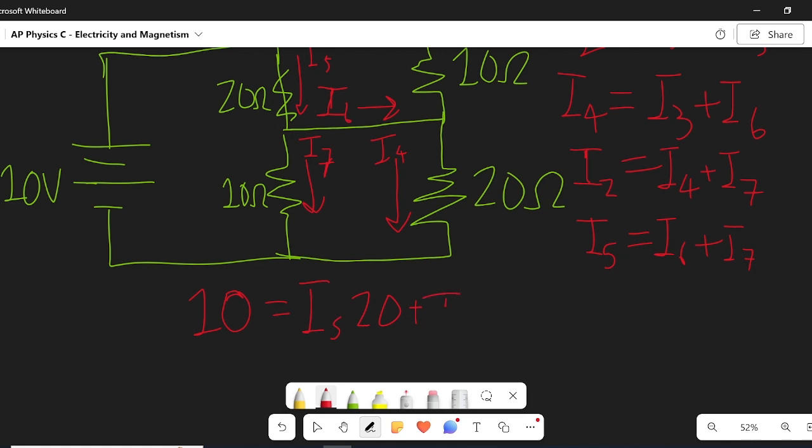Plus I7 times 10. Remember, because I5 is the current going into this 20 ohm resistor, I7 is going into this 10 ohm resistor, and we're considering this loop. So we've made this equation.